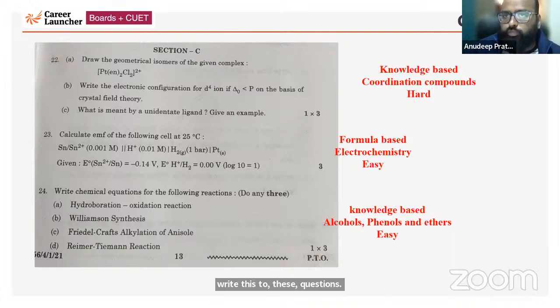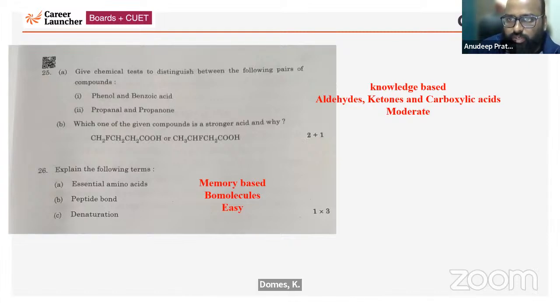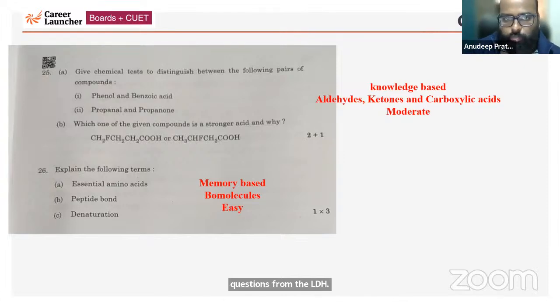I think this is the fourth question from alcohols, phenols, ethers. Okay, so you can see how much importance organic is playing in this particular paper. Next, the sixth question from aldehydes, ketones, carboxylic acids. So I think too many questions from aldehydes, ketones, and carboxylic acids are given. It's not expected from me also. So many questions are given from aldehydes, ketones, carboxylic acids.